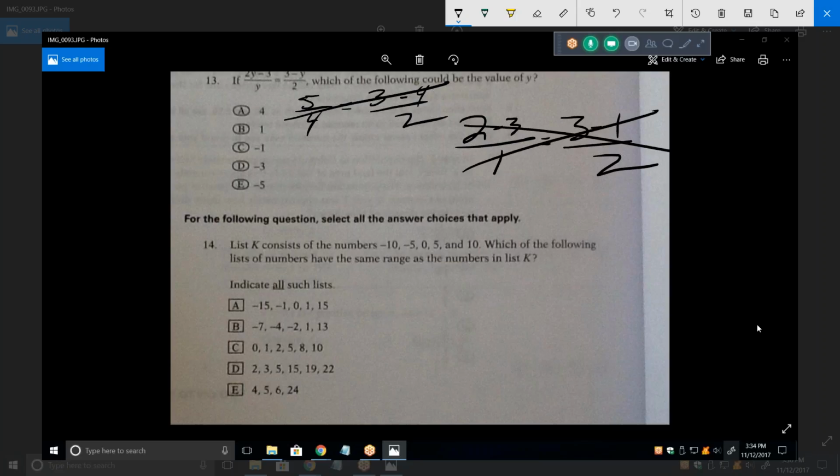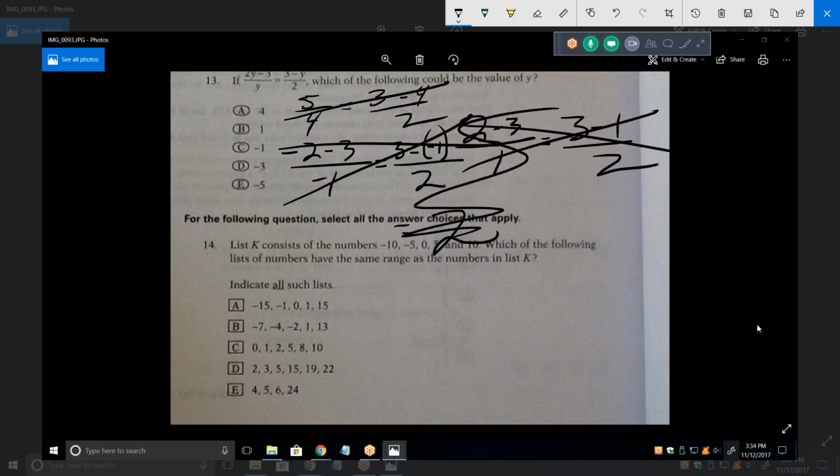Now let's try negative 1. We've got negative 2 minus 3 over negative 1. Is that equal to 3 minus a negative 1, don't drop negative signs, over 2? I'm going to start on the right side on this one. That would be 4 over 2, which would be 2. On the other side, negative 2 minus 3 would be negative 5 over negative 1. So no.